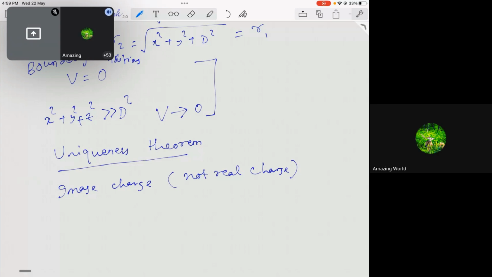Sir, please elaborate again in which cases the method of images can be used and in which cases it cannot be used. How to differentiate? So in principle, you can use it in all situations, all problems. But the question is how to find that exact charge or charge distribution.